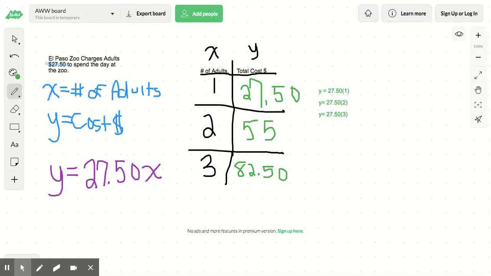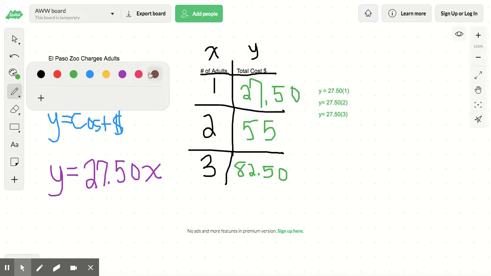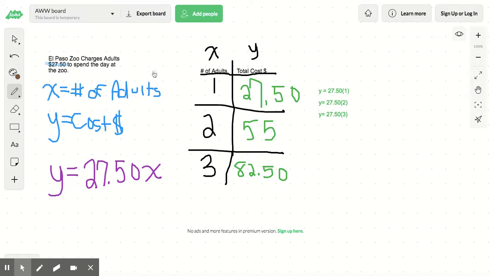Okay, and then the last step is to identify if it's proportional or non-proportional. So since we were just multiplying for each step, we found that in the word problem, and then in our equation, we end up just multiplying. That means that this would be an example of a proportional relationship, or we can just put the letter P.